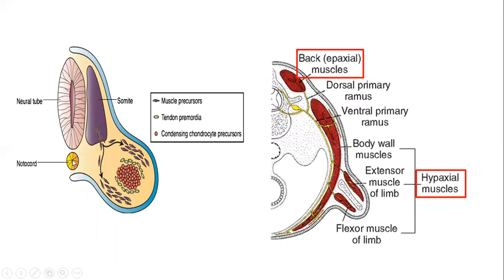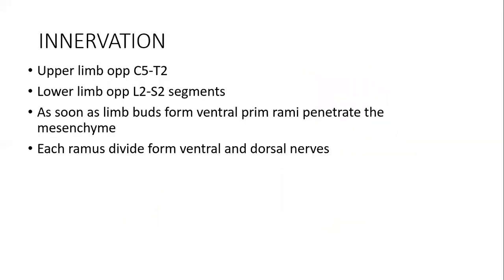So neural tube, notochord, developing somite, the cells from the somite migrating into this limb bud, and they are going to form the muscles. We have done epaxial muscles and hypaxial muscles. Hypaxial muscles are the ones supplied by the ventral primary rami. In the limbs, the brachial plexus in the upper limb is formed only by the ventral primary rami. So limb muscles are supplied by ventral primary rami of the spinal nerves.